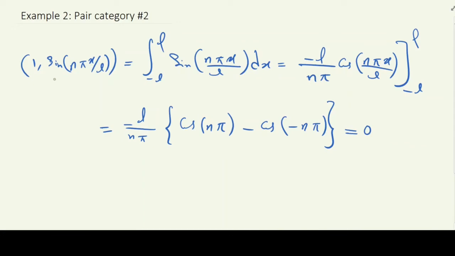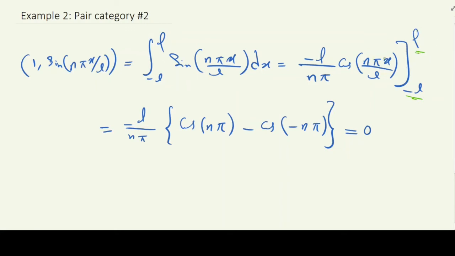Now let's look at the second scenario, in which we have one of the functions being 1 and the second function is picked from the sine family. So we want to calculate the inner product of 1 and sine of n pi x over L. That's going to be, by the definition, the integral from minus L to L of the product of these two functions, which is going to be sine of n pi x over L dx. If you integrate this, you're going to get minus L over n pi times cosine of this argument, which is cosine of n pi x over L. Again, the lower limit is going to be minus L, the upper limit is going to be L.